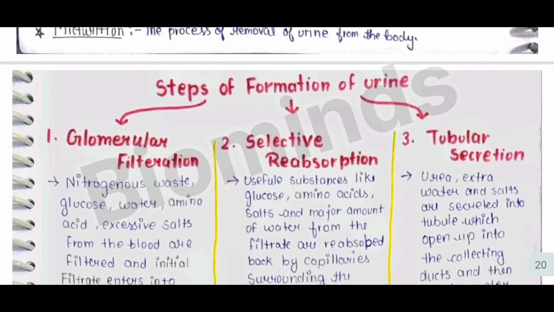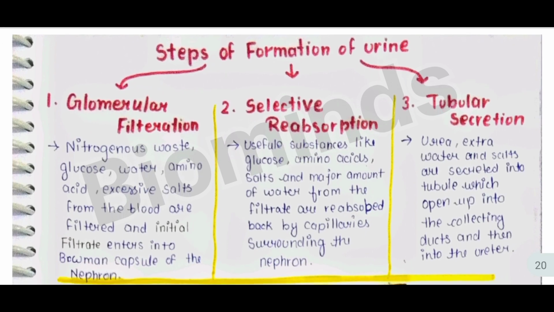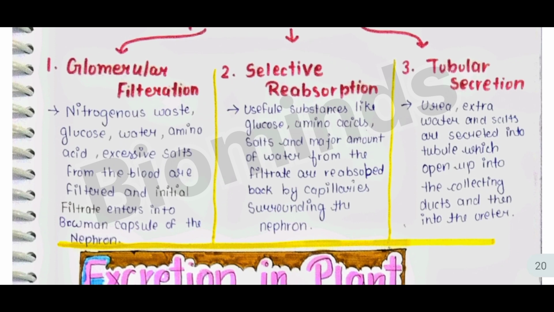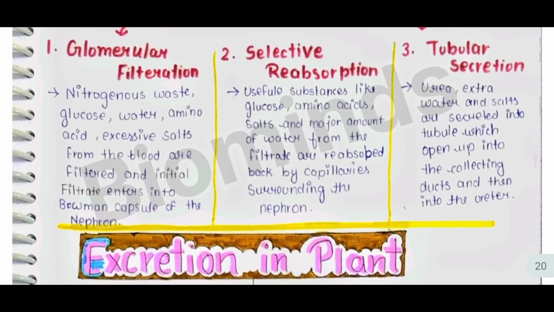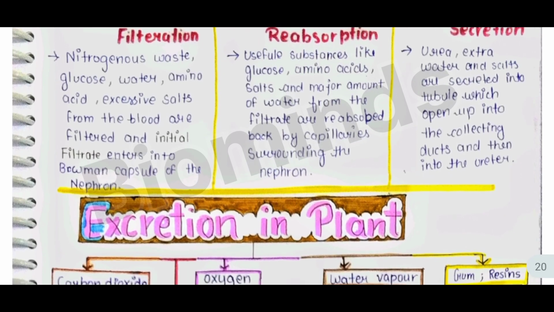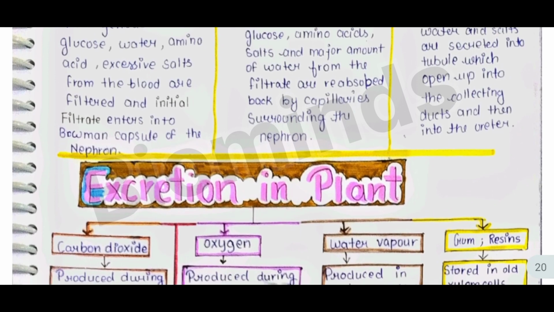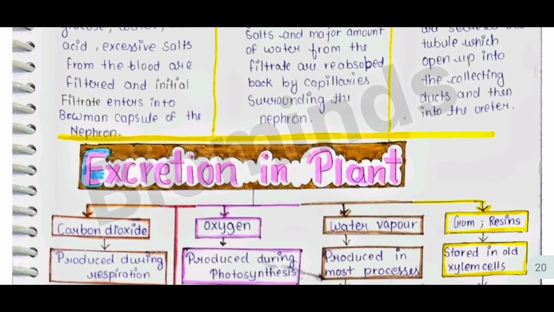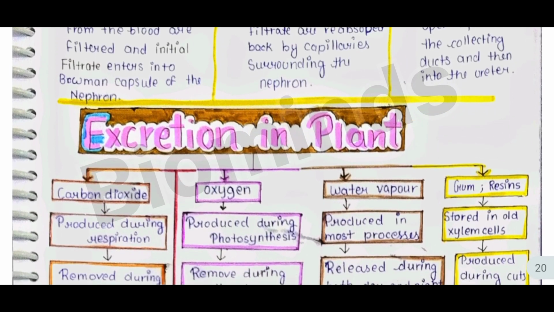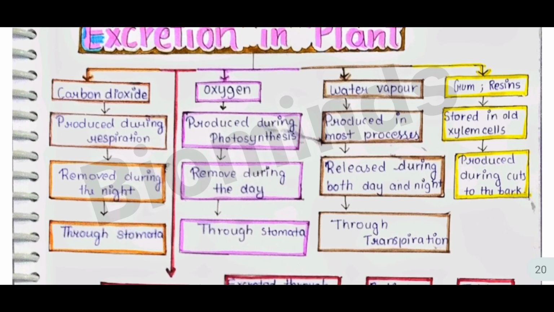Then, steps of formation of urine. The first step is glomerular filtration, the second is selective reabsorption, and the third is tubular secretion. In glomerular filtration, nitrogenous waste, some amino acids and excess salts from the blood are filtered. In reabsorption, useful substances like glucose, amino acids and some salts are reabsorbed. In tubular secretion, urea, extra water and salts are secreted into the tubule.